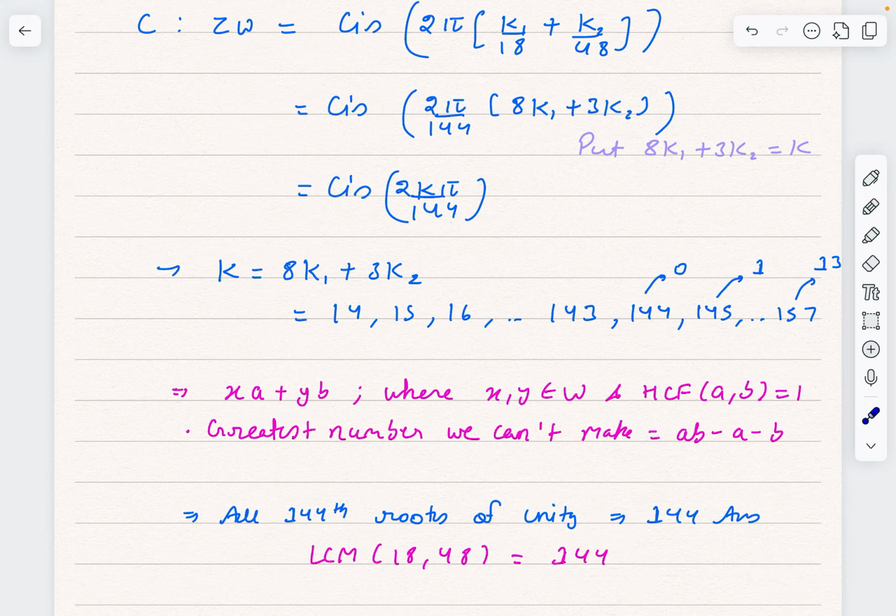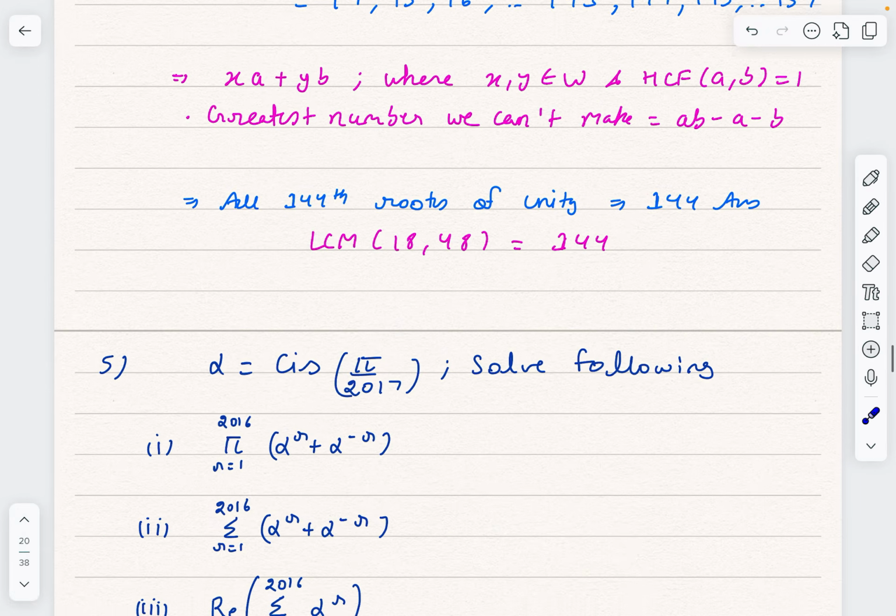Next time, if you see this kind of problem, you can directly say the answer will just be the LCM of them. The numbers in the starting were 18 and 48. The LCM will be 144. So next time you see this problem, you can directly say the answer will be the LCM of the given numbers. Okay, guys, next.